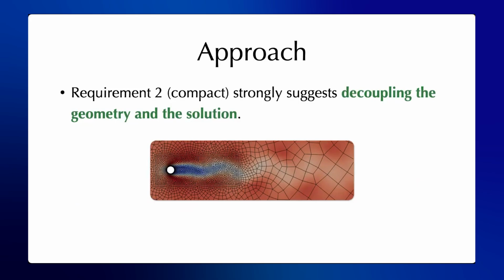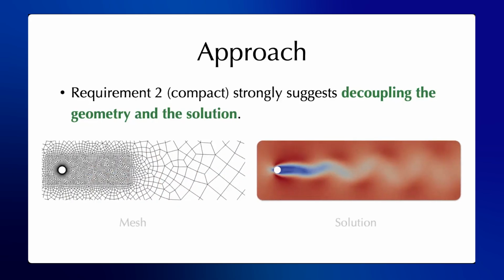Next, if you want to be compact, that strongly suggests decoupling the geometry and the solution. I have a simulation here. What this says is you should have a mesh file that contains as much of your static geometry as possible, and then a separate file that contains the solution. Again, if you're doing AMR or you're deforming things, it becomes a bit more complicated, but to the maximum extent possible, you should be trying to decouple your static geometry from your dynamic solution, having 2 different files.